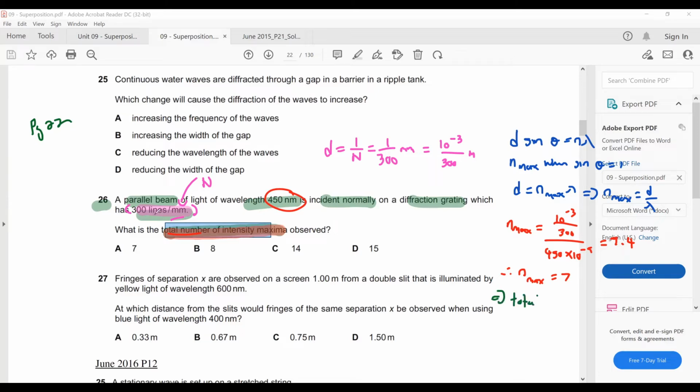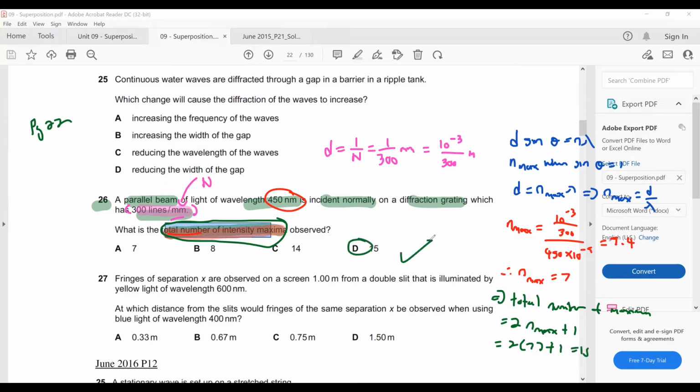But the question wants the total number of intensity maxima. So the total number of maxima is going to be 2 times n max plus 1. 2 times 7 plus 1 gives you 15. So the answer is D. Alright.